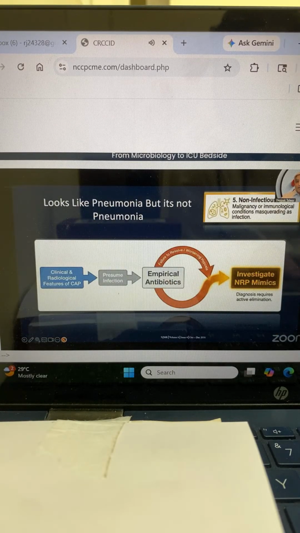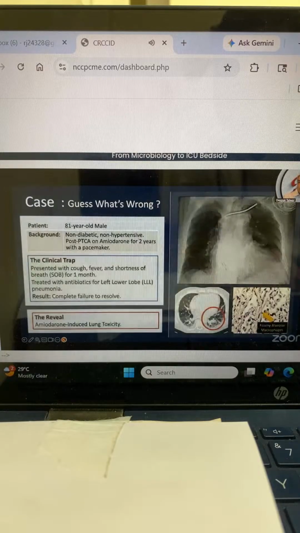Finally, there are non-infectious mimics. Clinico-radiological features look like pneumonia. We presume it is infection. We start empirical antibiotics. The patient shows failure to resolve or worsening of hypoxia. Now we need to investigate for non-resolving pneumonia mimics. Mimics are those which require active elimination by some kind of more invasive test in this group of patients.